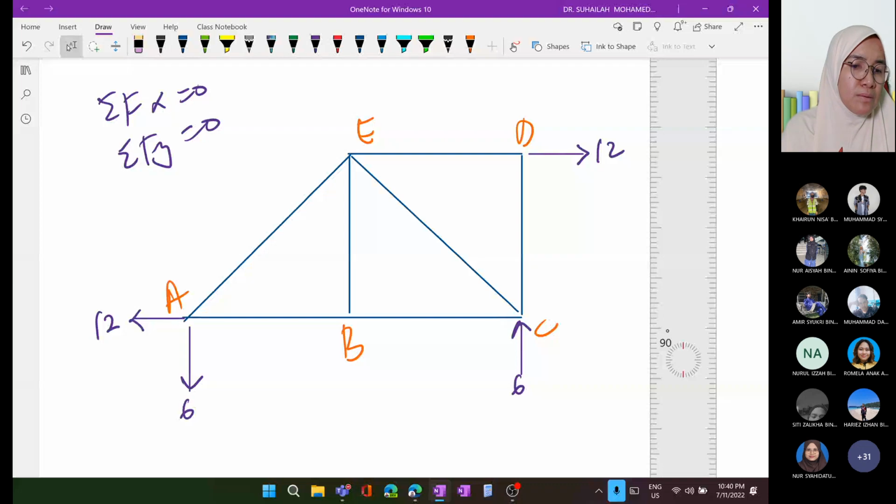So you can start at A, you can also start at B, you can also start at D. And then dia boleh lompat-lompat join. You nak buat D dulu, lepas tu pergi buat A, lepas tu pergi buat B, boleh.